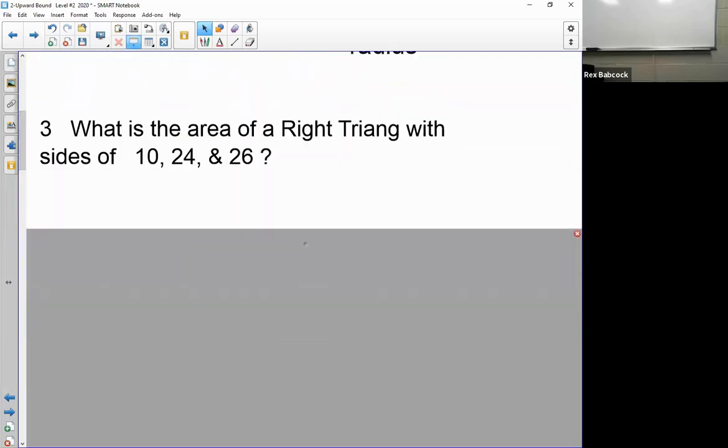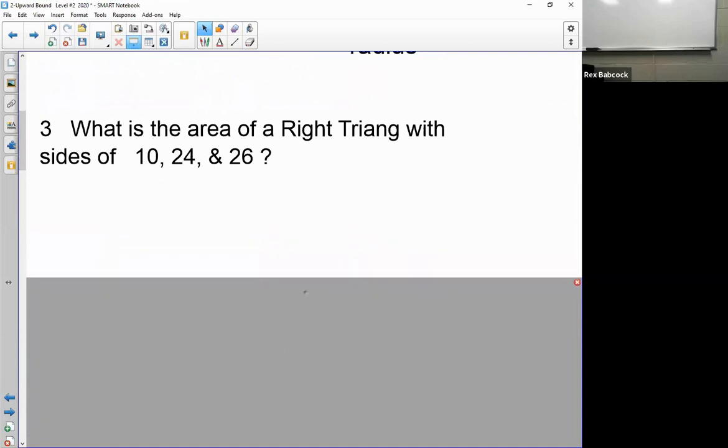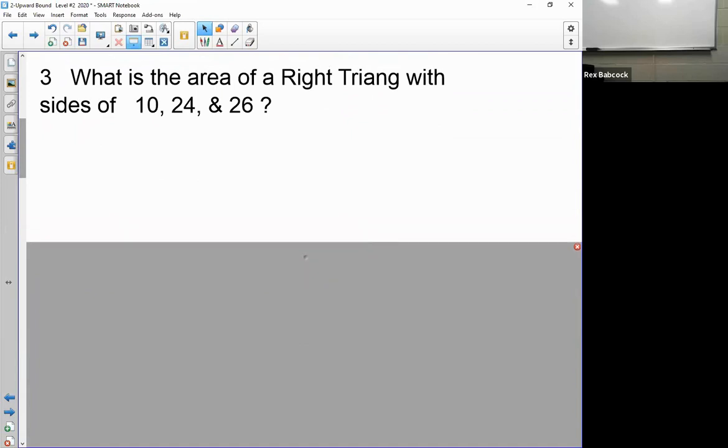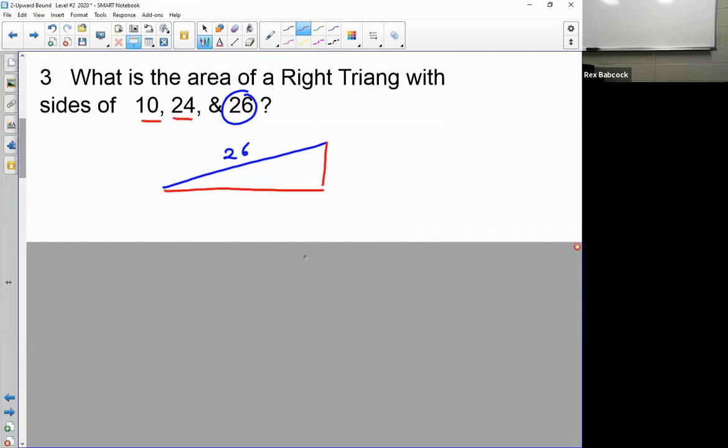Question 3. What is the area of a right triangle with sides of 10, 24, and 26? Well, I would draw that. The largest side is going to be the hypotenuse. So I'm going to say that represents 26. Now, if I had coordinate points, I'd have to use the distance formula. We'll do one of those here in a second. One of the sides is 10. We'll say that one's 10. And the other one is 24.